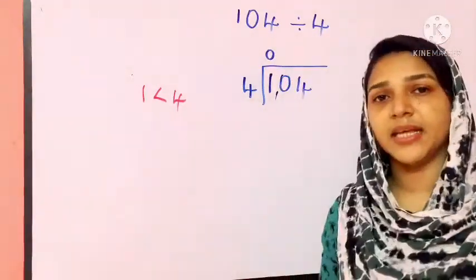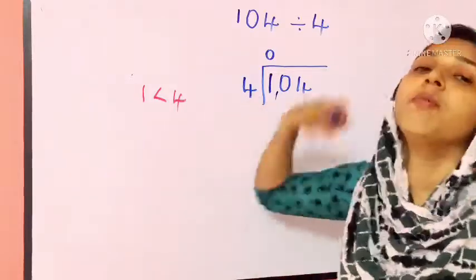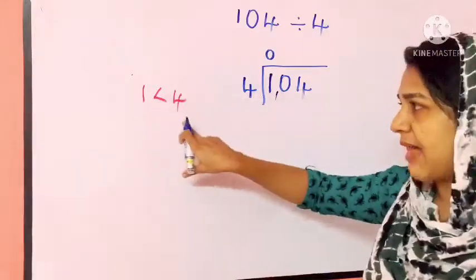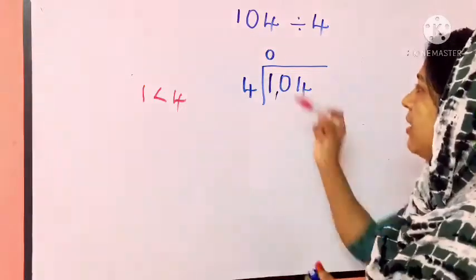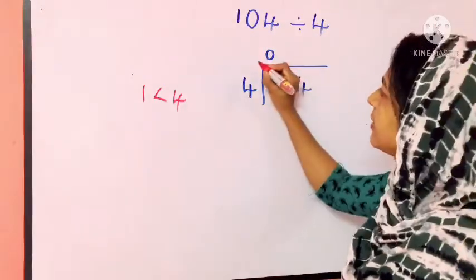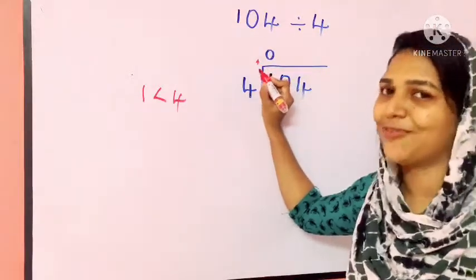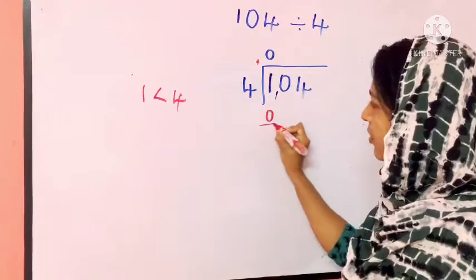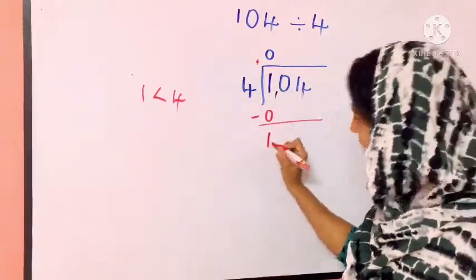We can recite the table only if the first digit is 4 or more than 4. Here 1 is less than 4. So we should put a 0 here. Okay, so 0 4s are, here is a multiplication mark, for your convenience, don't put it while doing the problem. 0 4s are 0. So 1 minus 0 is 1.